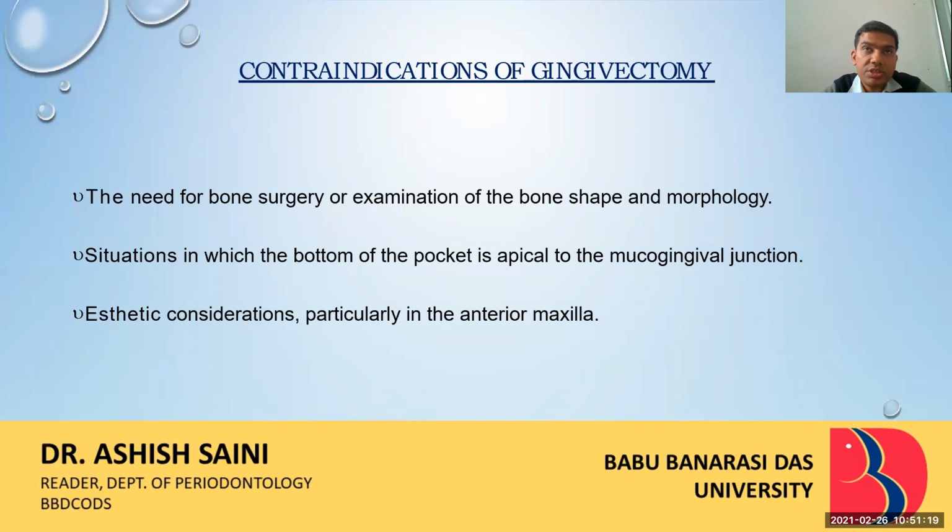The mucogingival junction is the junction between attached gingiva and the alveolar mucosa. So if the pocket is apical to the mucogingival junction, in that case your pocket lies somewhere in the loose alveolar mucosa, or the lining reflecting mucosa. Since gingivectomy is done in the attached gingiva, when attached gingiva is absent, obviously gingivectomy cannot be done.